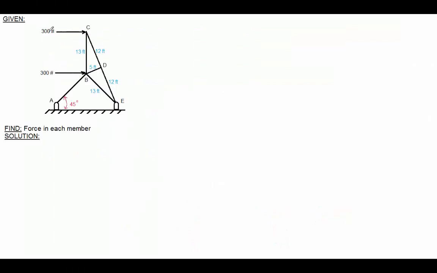So in this problem, we're given a frame with a couple of forces acting on it. It's pin connected at points A and E, and we're asked to find the force in each member. As I mentioned earlier, since it's asking for the force in each member, the best method to use here would be the method of joints rather than the method of sections. After labeling all of our forces and angles, we're also going to need to put on our support reactions. So here at point A was a hinge, and here at point E was a hinge. Each of those hinges is going to produce 2 unknowns, an x and a y.